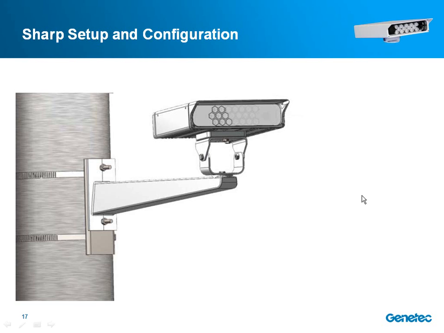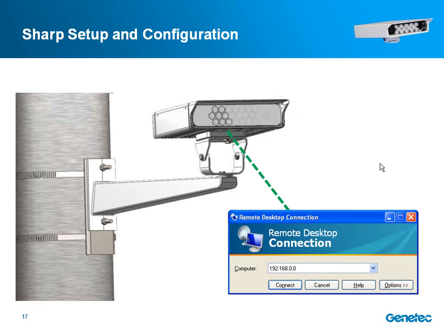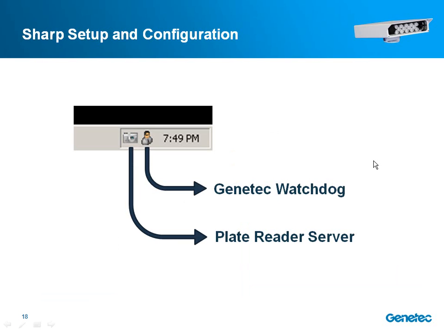Now we're going to assume that we have a Sharp that has already had the software installed and has been physically set up in its correct location and is connected to the network. As previously mentioned, the Sharp cameras are running on Windows XP Embedded, which means you can connect to the camera using a remote desktop connection. Once you are connected to the Sharp, you will see that in your toolbar you have a camera icon, which is your plate reader server, and our standard icon for the watchdog. The watchdog is there to keep an eye on the plate reader server and will restart the application if it is not running.